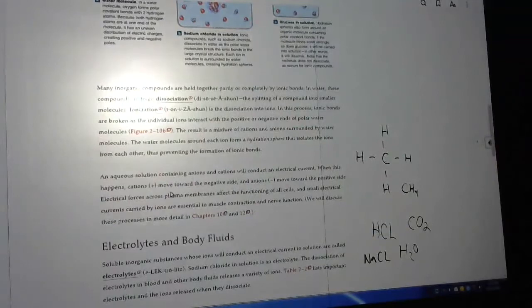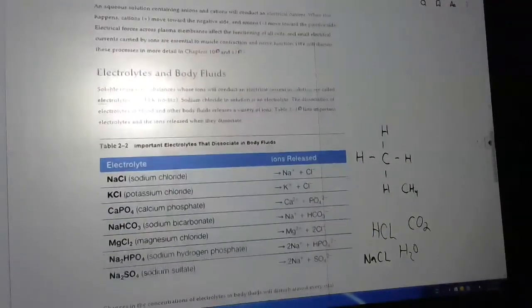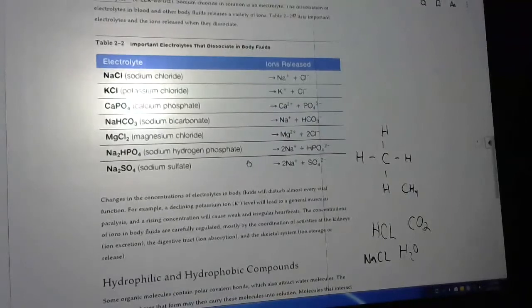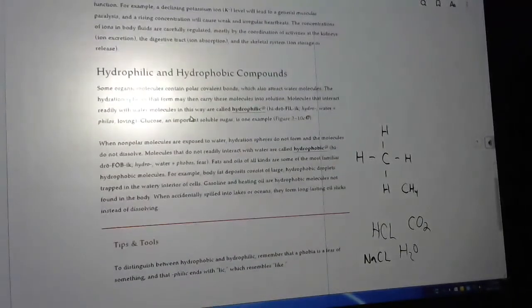By the way, that's how we get muscles to contract, and that's why if you're outside sweating too much, you get that salt ring on your hat. That salt coming out of your body is you losing electrolytes, which you have to replace. You cannot just drink water when you're sweating. You must replace your electrolytes. Here are some important electrolytes that dissociate in body fluids. You have to memorize these. There's sodium chloride, which we talk about all the time, potassium chloride, and all those other ones there.